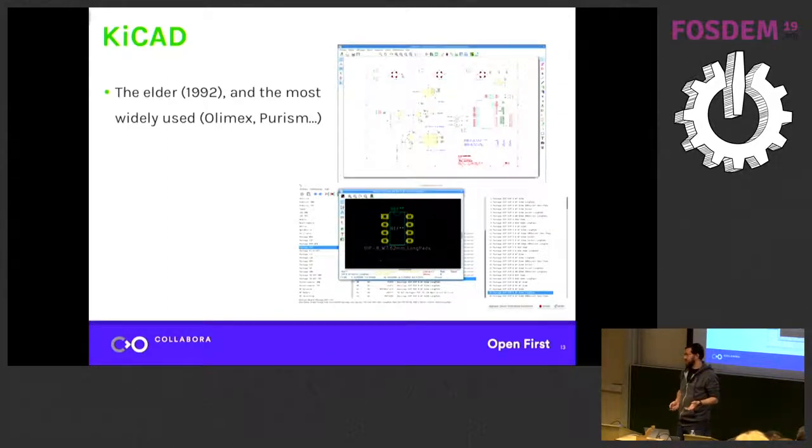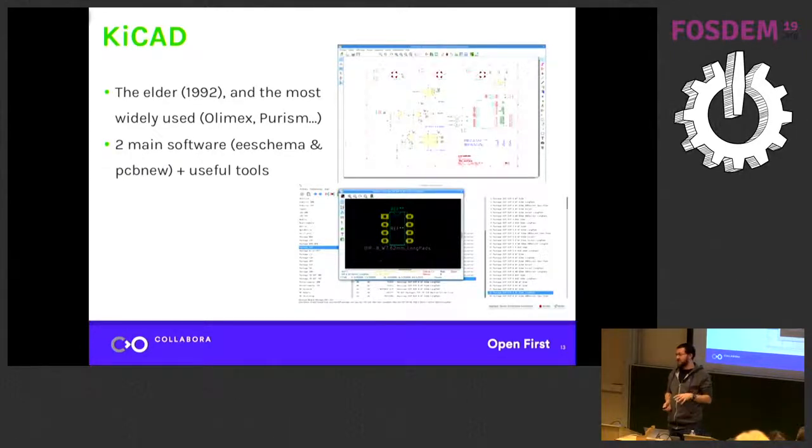This is KiCad. It started in 1992, so a really old piece of software, even by today's standards. And it's the most widely used right now in the industry regarding open source EDAs. I've seen Olimex is an obvious big user of KiCad. And Purism, which is currently designing a smartphone running Linux, has designed their dev kits, the dev boards for the smartphone, using KiCad, and they intend to make it public and open source. So I hope they will deliver on it. But that's also a big industry user of KiCad.